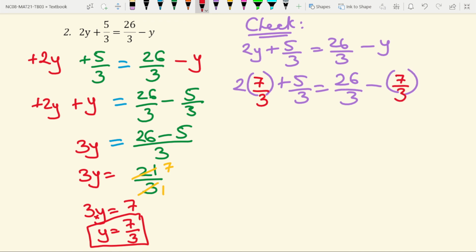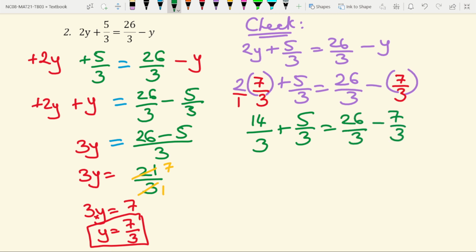Bracket is nothing but multiply. So in order to multiply, we have to change this one as denominator divided by 1. Numerator into numerator, 7 twos are 14. Denominator into denominator, 3 ones are 3. Plus 5 by 3 is equal to 26 by 3 minus 7 by 3.